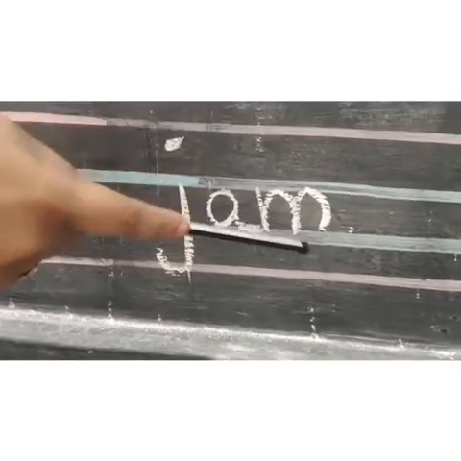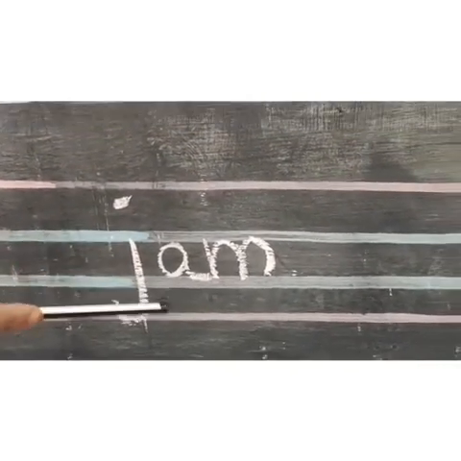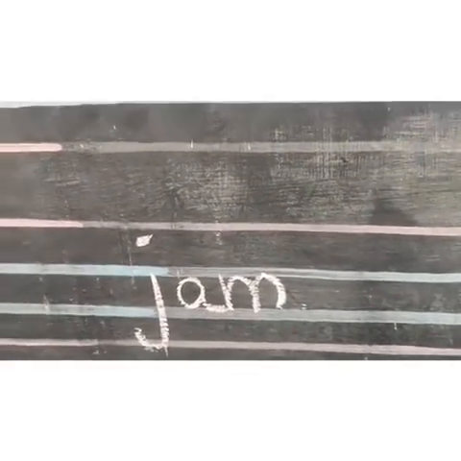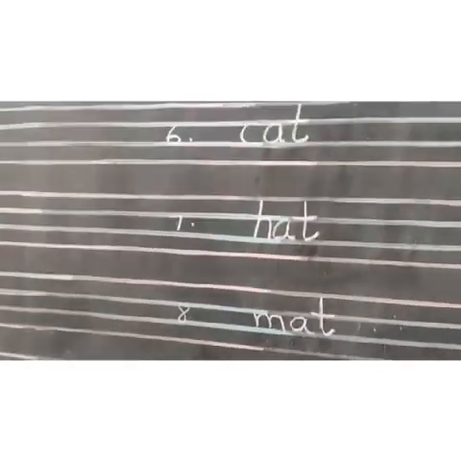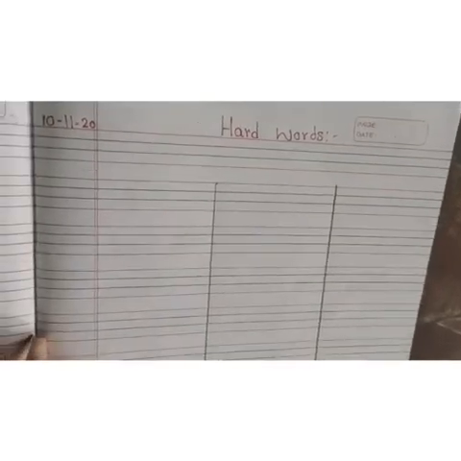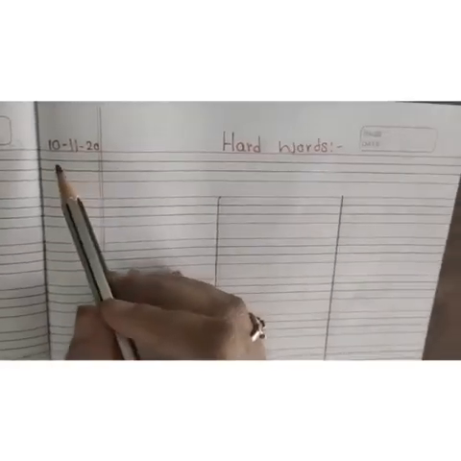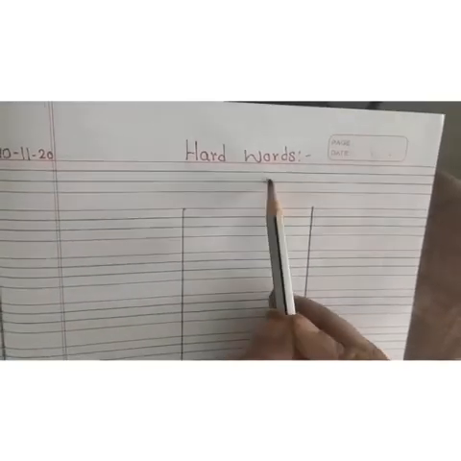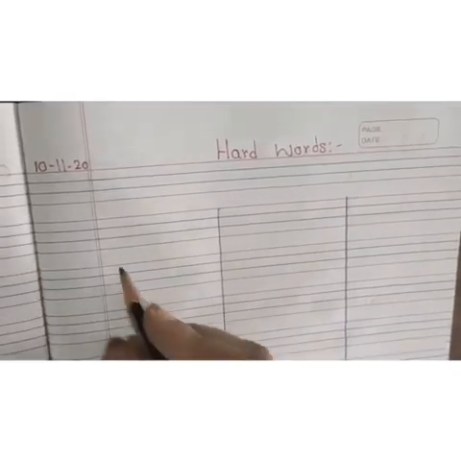J-A-M, jam. J-A-M, jam. Now, I will be writing these words in your classroom book. What I am going to show you now. Yes, children. In your classroom book, you will write the date and the heading, hard words. Now, let's start.